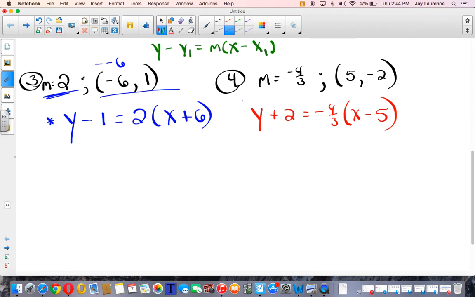That is it for the video. This is simple stuff. We'll get a little practice, and then tomorrow we're going to tie this in with the parallel and perpendicular problems.